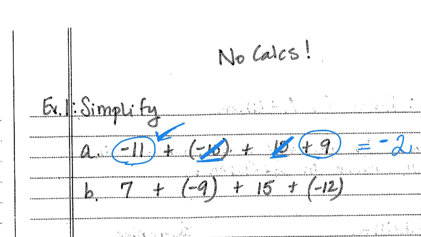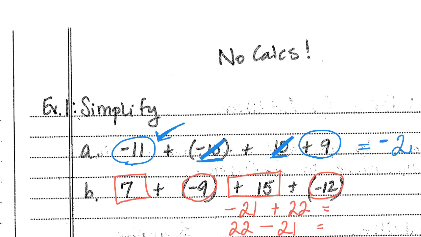For B, I probably would add the same signs first because that kind of makes it easy. Negative 9 and negative 12 is negative 21. And then I would add the other same signs first. 7 and 15 is a positive 22. Notice this can also be written as 22 minus 21. No matter which way I write it, the answer is the same. The answer is going to be 1.